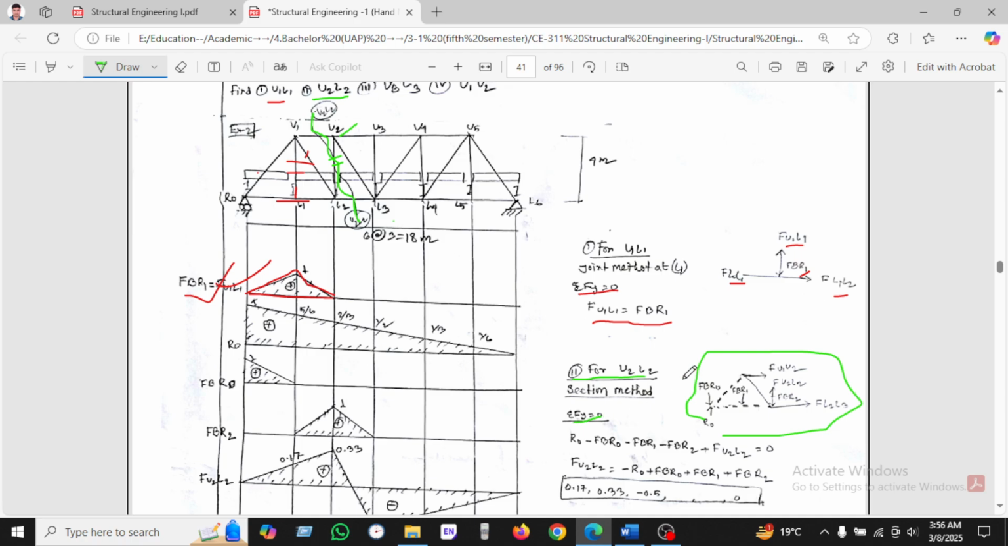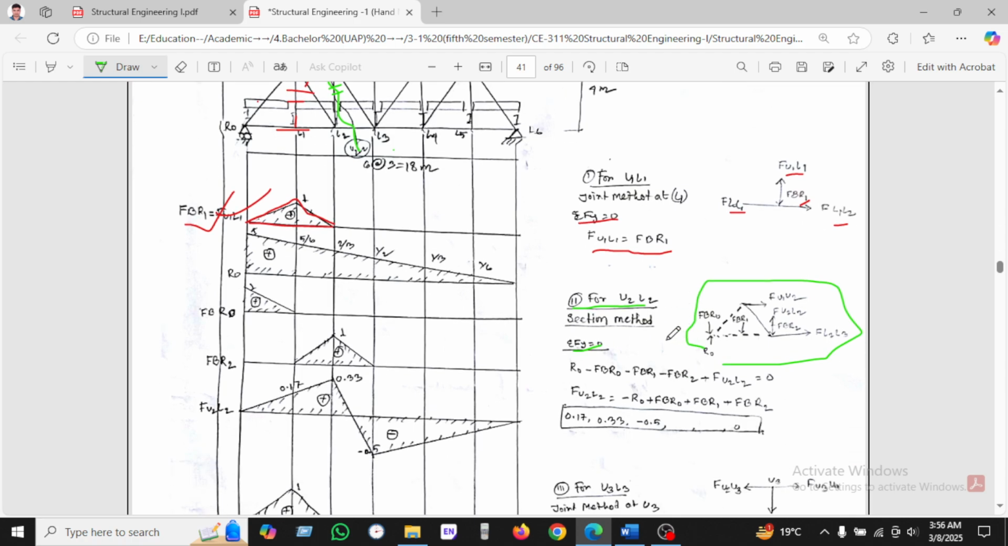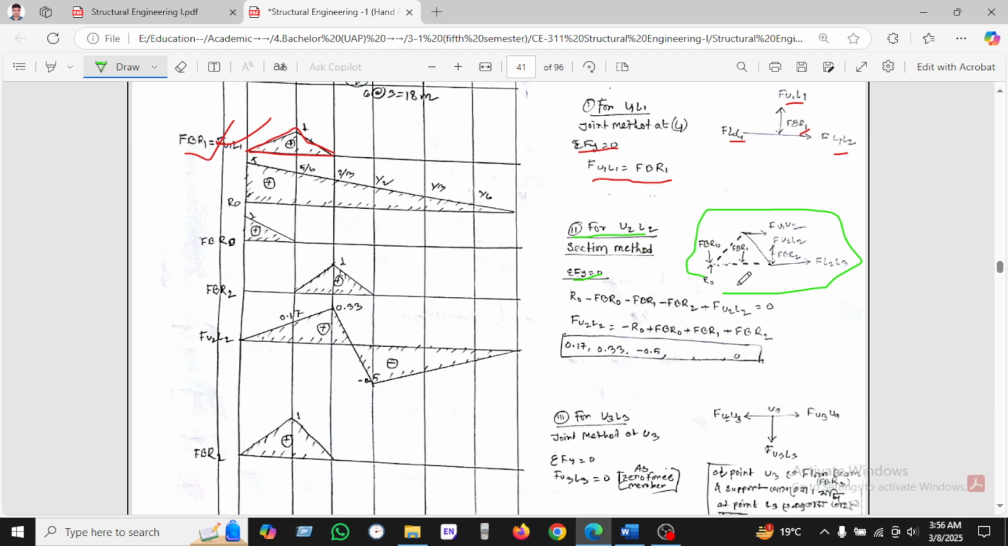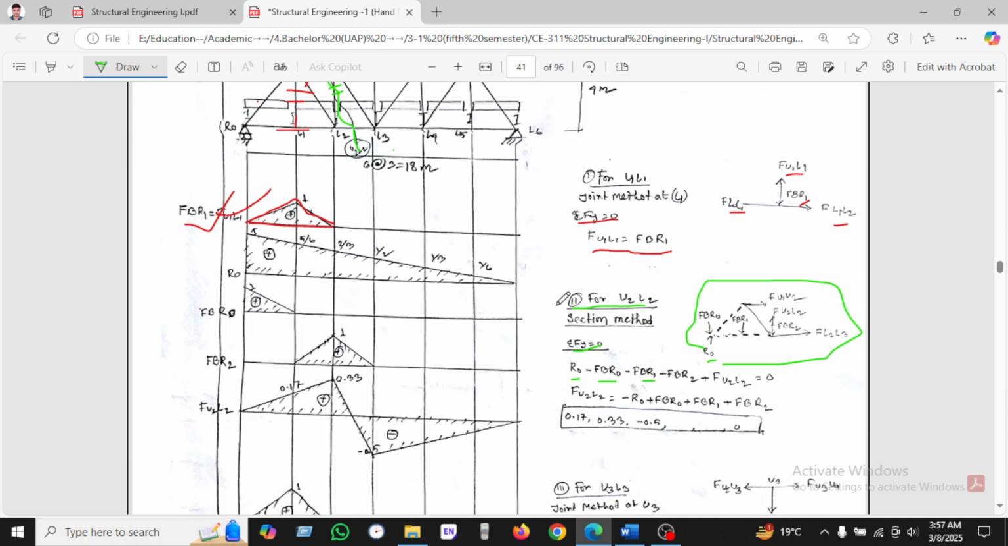Now we are taking only the summation of Ry. Then we get R naught, the floor beam R naught in the opposite direction, and floor beam Ry, and then floor beam R2, and positive U2 Y2 equal to 0. After this calculation, we found this equation.